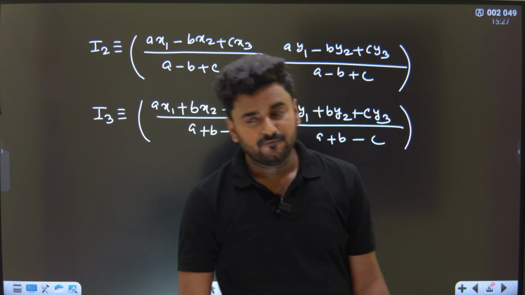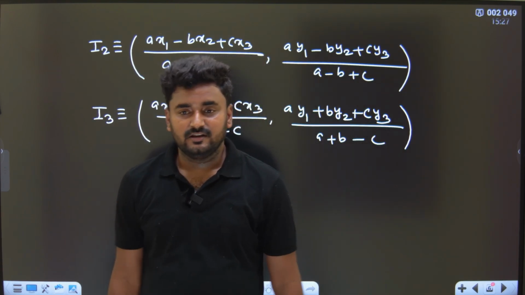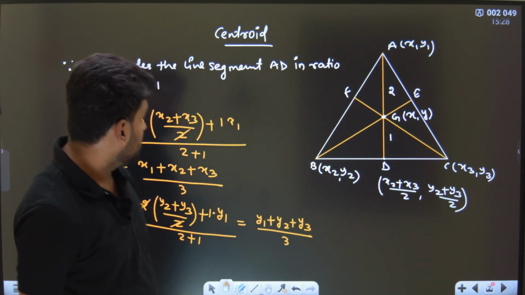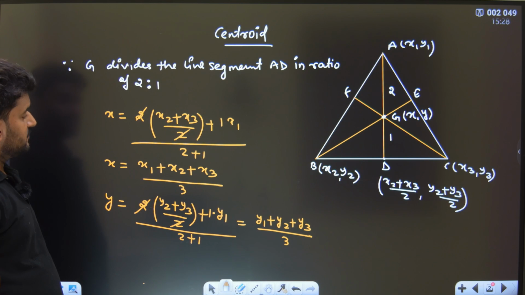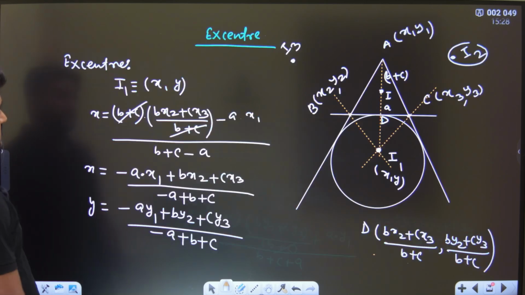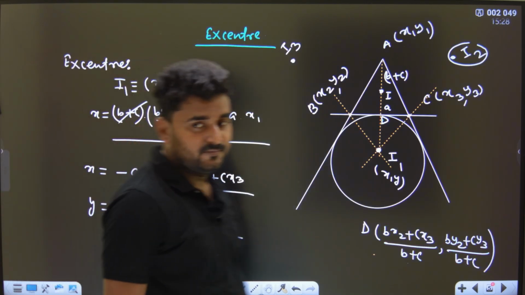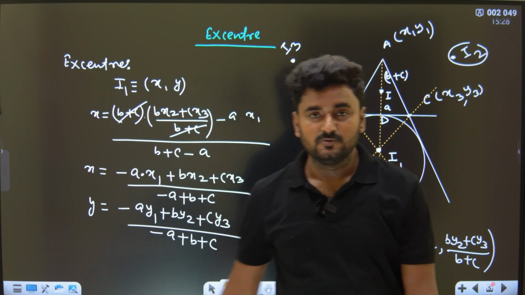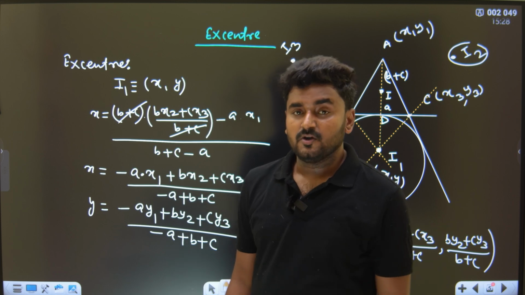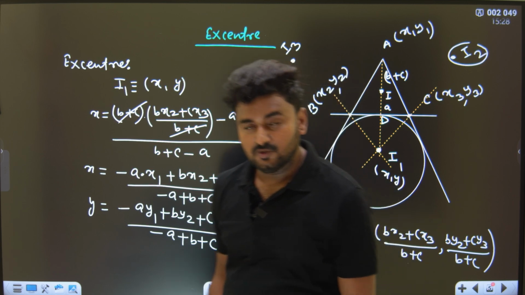Understand? So finally, in today's lecture you got three types of centers. The first one was centroid, the second was Incentre, and the third was Excentre. So dear students, I think you understood. Now let us discuss our next point, that is the Orthocentre. What is the Orthocentre?